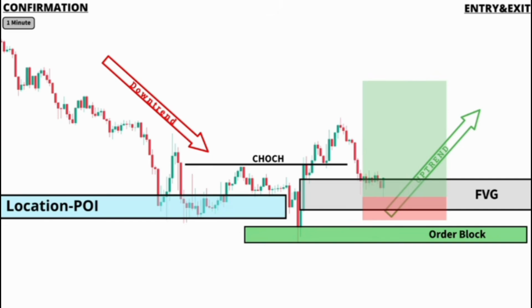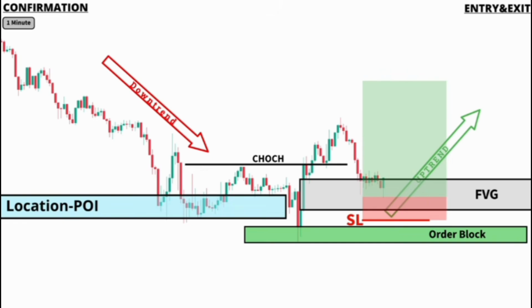The entry was precise. Our stop loss goes just below the low that created the CHoCH. This approach is powerful because it keeps the stop loss tight, which gives us a much better risk-to-reward ratio. Step 5, trade management and exit.